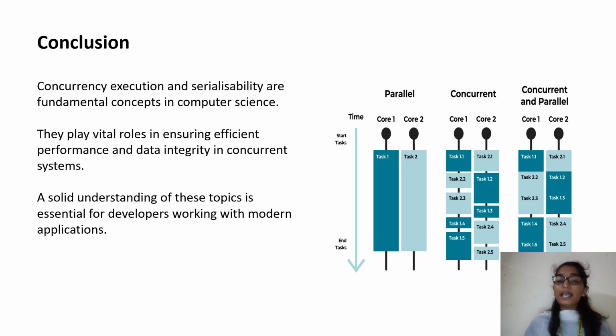When we come to this diagram, parallel has core 1 and core 2, these are task 1 and task 2, and concurrent has core 1 and core 2, with task 1, task 2, task 3, and so on, up to task n. And similarly, this concurrent core 2 is also the same. Both concurrent and parallel have task 1, task 2, and so on. This is how we have to define it.